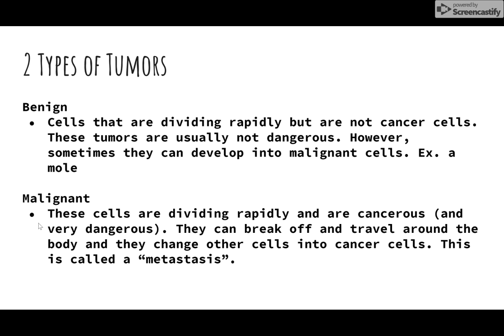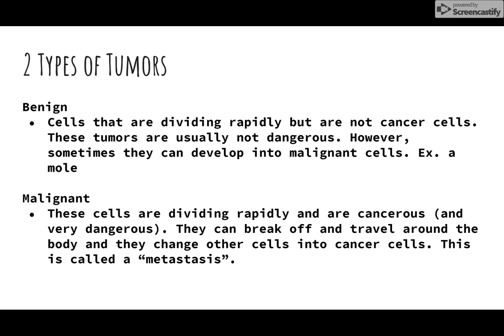Malignant, on the other hand, are cells that are dividing rapidly and are cancerous and dangerous. Malignant tumors can do a process we call metastasis. And metastasis is a process where cancerous or malignant tumors will break off cells, and those cells will travel through the body and implant in other regions of the body and form tumors there.